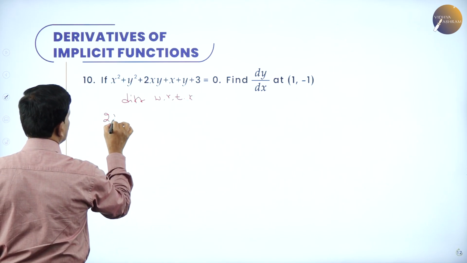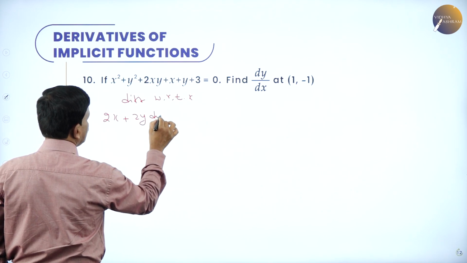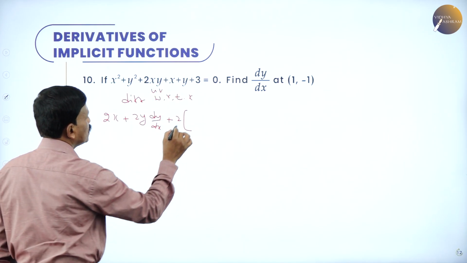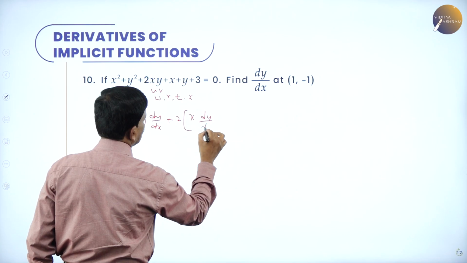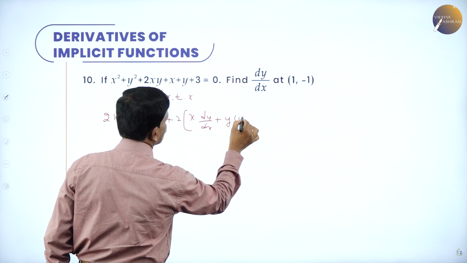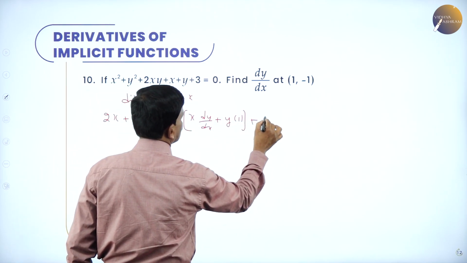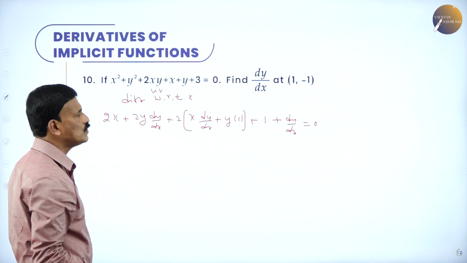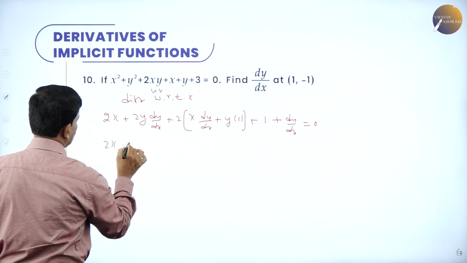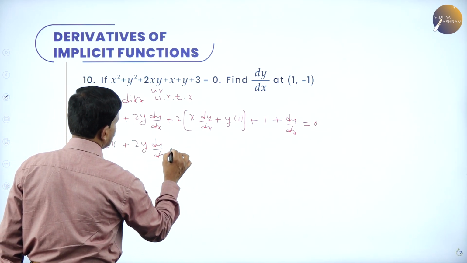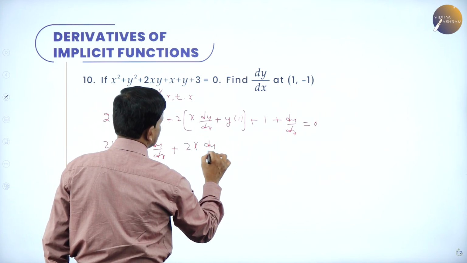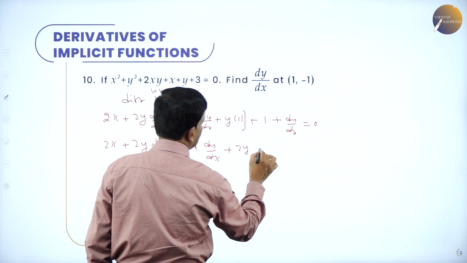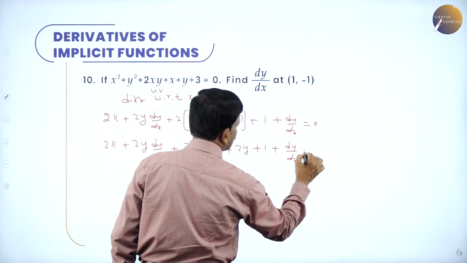Differentiation of x square is 2x. Differentiation of y square is 2y dy by dx. Again, 2 is constant; use the product rule with first function and second function. x into differentiation of y is dy by dx, plus y into differentiation of x is 1, plus differentiation of x is 1, plus differentiation of y is dy by dx. On the right hand side, derivative of 0 plus 3 is also 0. Now this is 2x plus 2y dy by dx plus, multiplying by 2, 2x dy by dx plus 2y into 1 is 2y, plus 1 plus dy by dx is equal to 0.